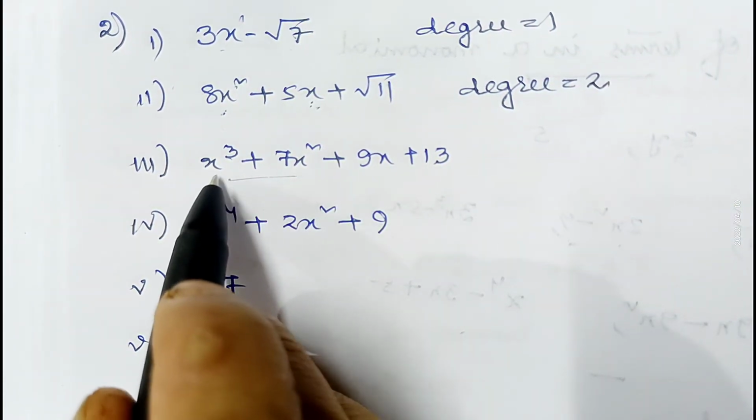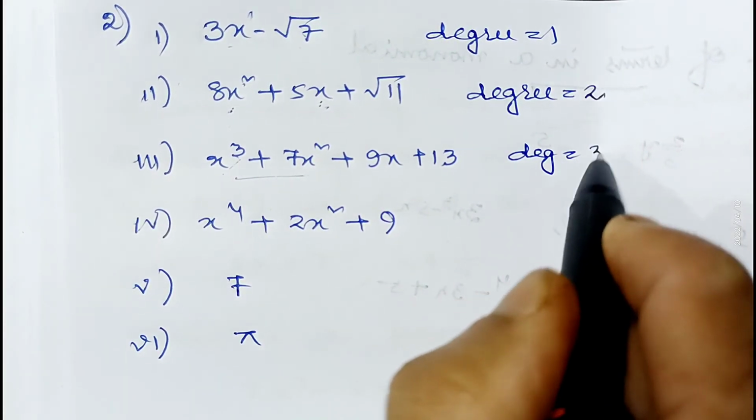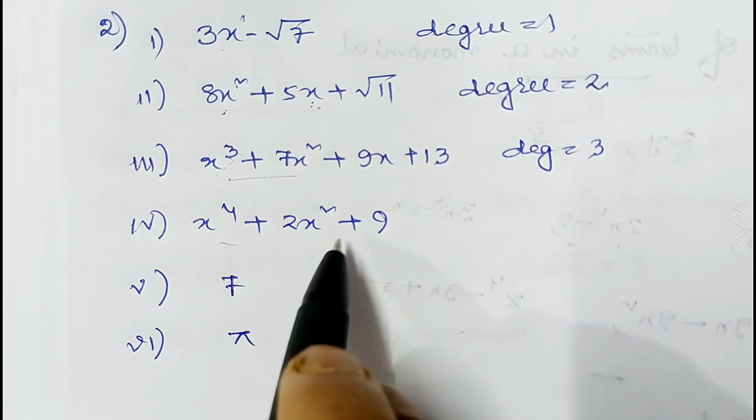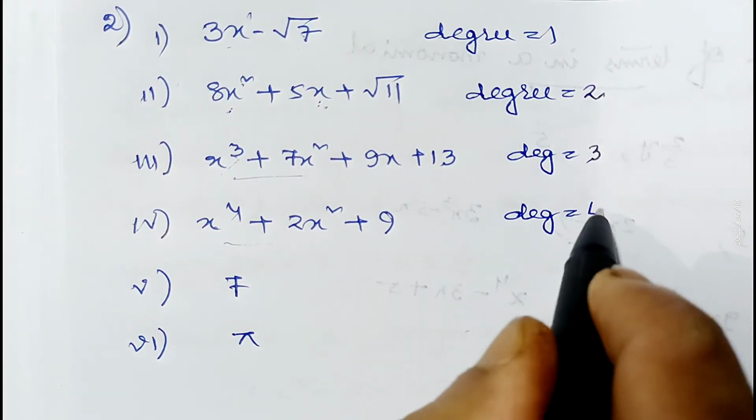In this case, maximum power of the variable is 3. So degree equals to 3. In this case, maximum power of the variable is 4. So degree equals to 4.